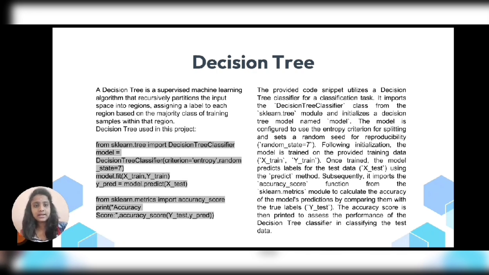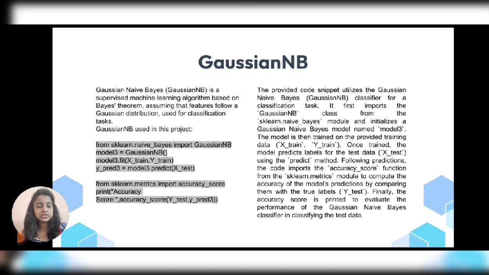Alright, the next topic is Gaussian Naive Bayes. It is a supervised machine learning algorithm based on the Bayes theorem, assuming that the features follow a Gaussian distribution. It is used for classification tasks. Here is the code, and I'm going to explain it.